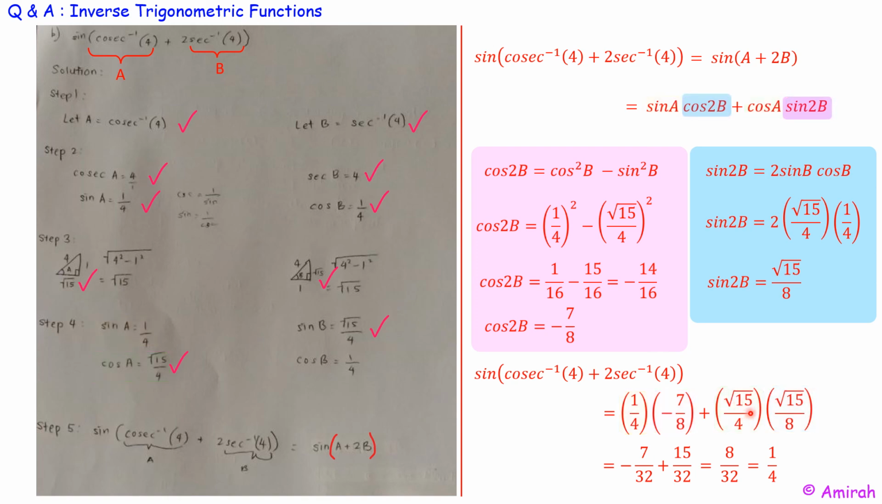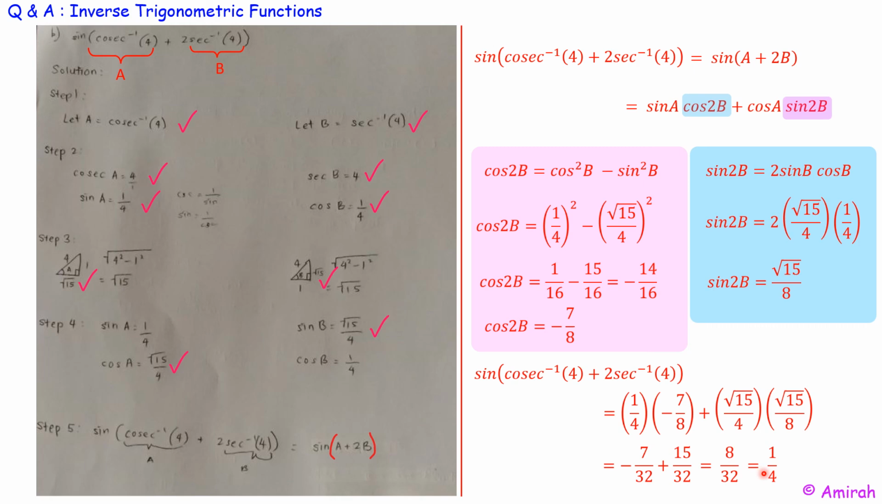Alright, from root 15 times root 15, how do we get 15 here? Okay, if we multiply root 15 by root 15, we can write root 15 squared. So we can simplify the square and the root here. So that's why we get 15 and no more root. Right?